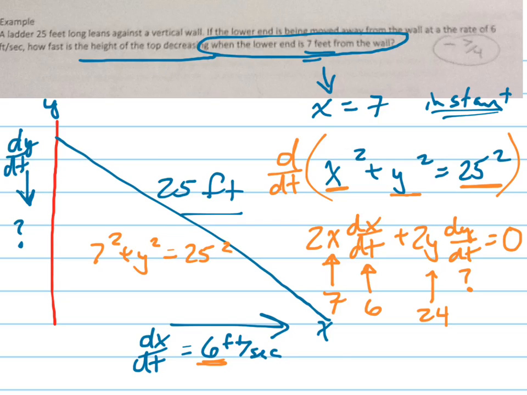So we're plugging in these numbers. 2 times 7 times 6 plus 2 times 24 times, we'll call it m, because that's the variable we're trying to solve for. I don't want to call it x or y, because it's technically dy/dt, equals 0. So solve for m. Subtract, divide. It's negative that divided by this.